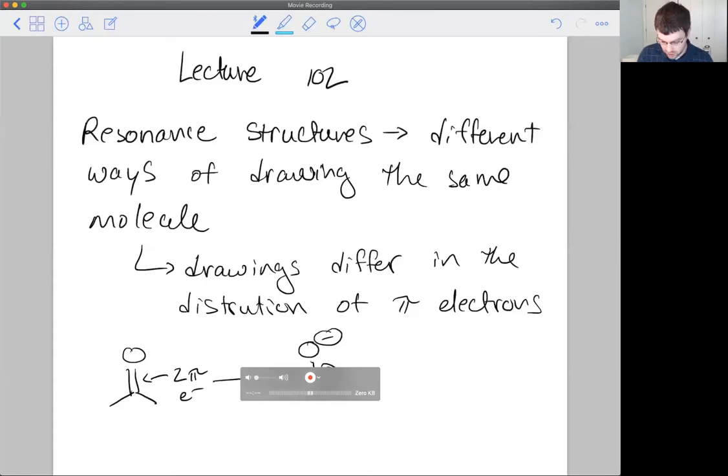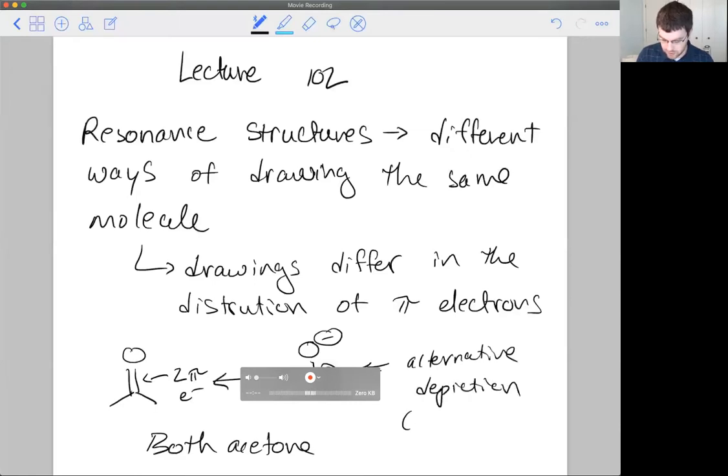So these two structures are actually the same. They're both acetone. What we've done is just drawn them differently. They're not isomers of each other. They're different depictions. This is an alternative depiction, which is a resonance structure.